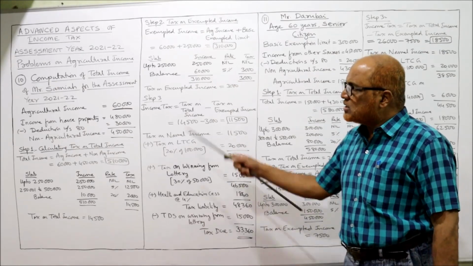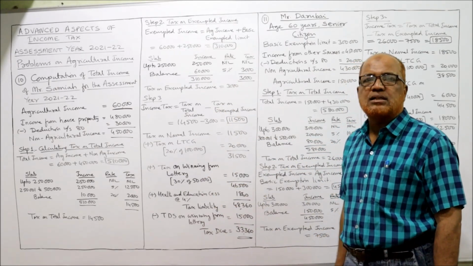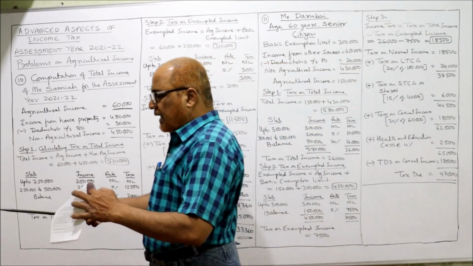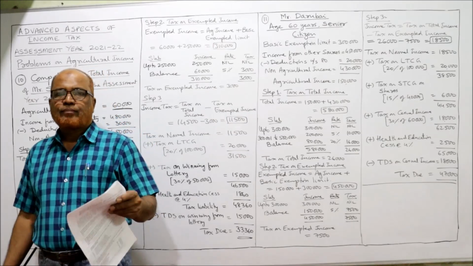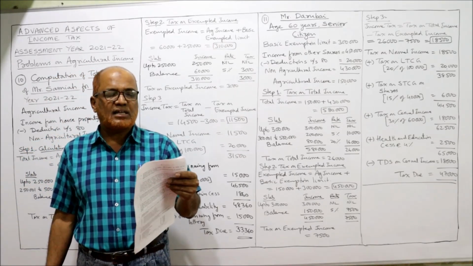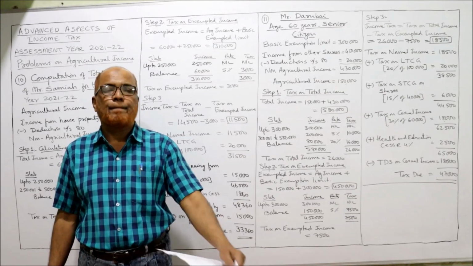That's it. So this is the complete problem number 10, where we are required to calculate tax liability. Now, 11th problem I am reading out. Mr. Darubai, a resident individual of 60 years age, submitted the following particulars related to the previous year.